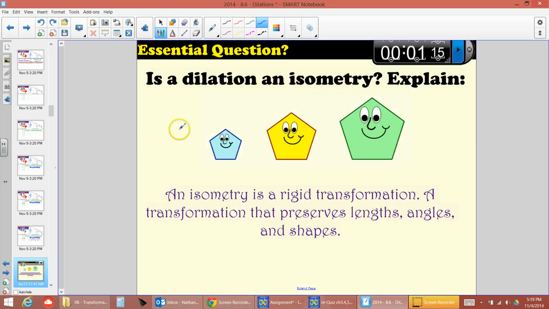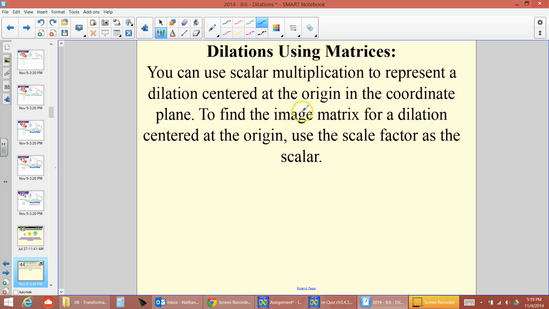Okay, there we go. Your essential question: is a dilation an isometry? Explain. Okay, we know an isometry is a rigid transformation. It preserves lengths and angles and shapes. So is a dilation an isometry? Does it preserve length? Dilations. All right, we're going to use matrices.